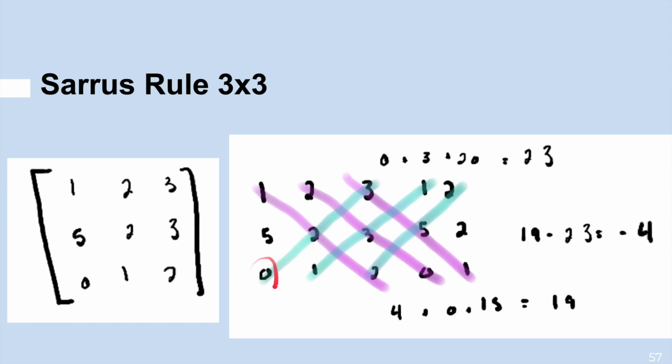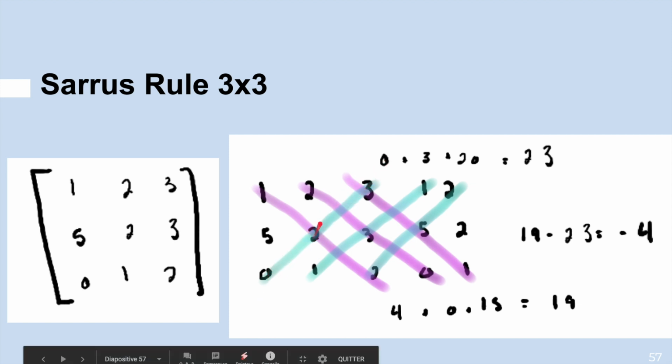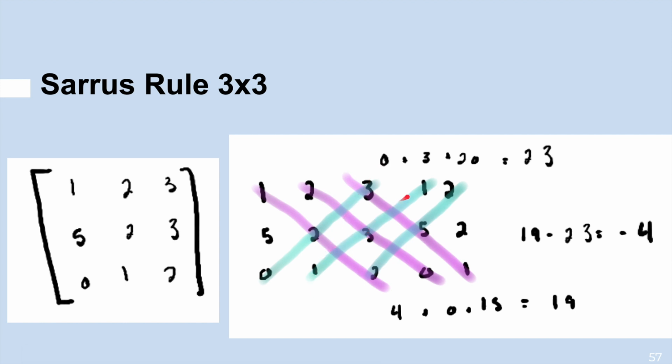So let's take this first bluish green diagonal line. We're going to multiply every single number on that diagonal together. So 0 times 2 times 3 is 0. Next for this one, it's 1 times 3 times 1, which is 3. 2 times 5 times 2, 10 times 2 is 20. Now we're going to add them all up, so 0 plus 3 plus 20 is 23.